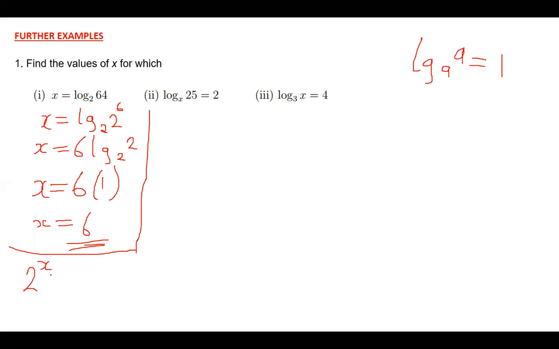I'm converting to exponential. 2 is the base, and then x is the power, and then this is equal to 64. So we can say 2 to the power x is equal to, this 64 can be written as 2 to the power 6. So since the bases are equal, it means that the powers are also equal. Hence, giving us x being equal to 6.